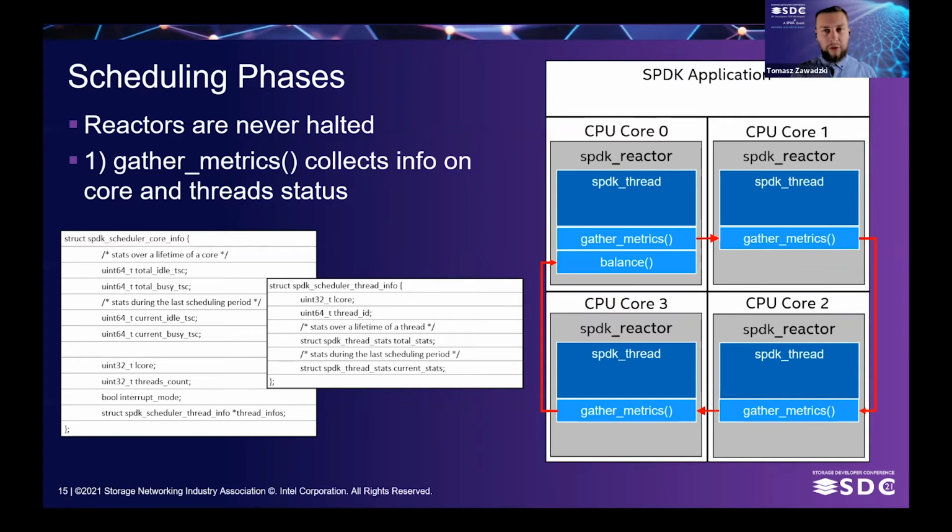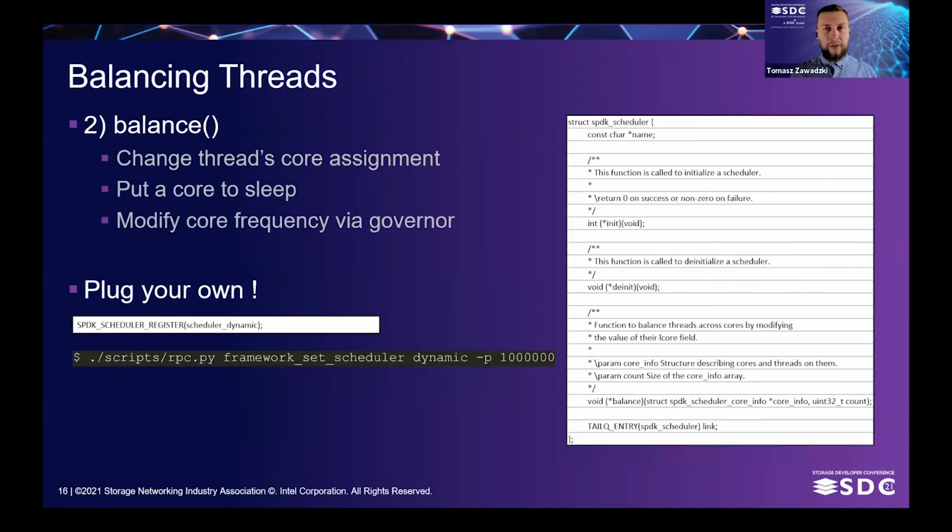So once gather metrics goes over all the reactors, the data is the input to the balance function, as well as it will be the output of that function. The second phase of the scheduling is the decision point, where an action can be taken based on the previously gathered information. So schedulers can decide to change the SPDK thread's core assignment, can opt to put a core to sleep if no SPDK threads are present on that core, as well as modify the core frequency using the SPDK governor. More on this on the next slide.